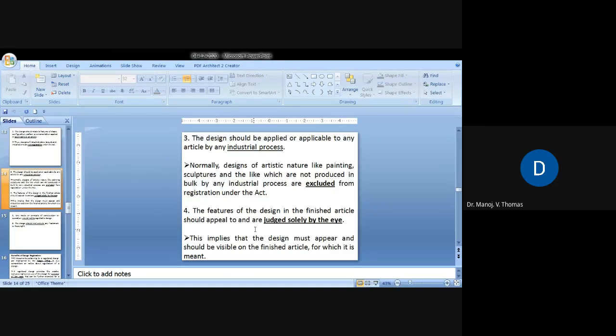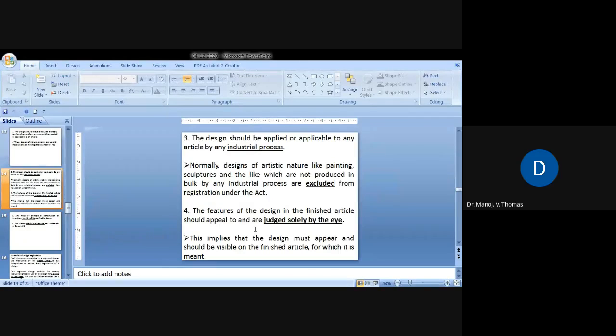Normally, designs of an artistic nature like paintings, sculptures, and the like, which are not produced in bulk by any industrial process, are excluded from registration under the Act. So artistic objects like paintings or sculptures are excluded. Sculpture means some sort of creation that you carve from metal or stone or clay. Those kinds of things are not produced by any industrial process, so they are excluded from registration under the Designs Act 2000.